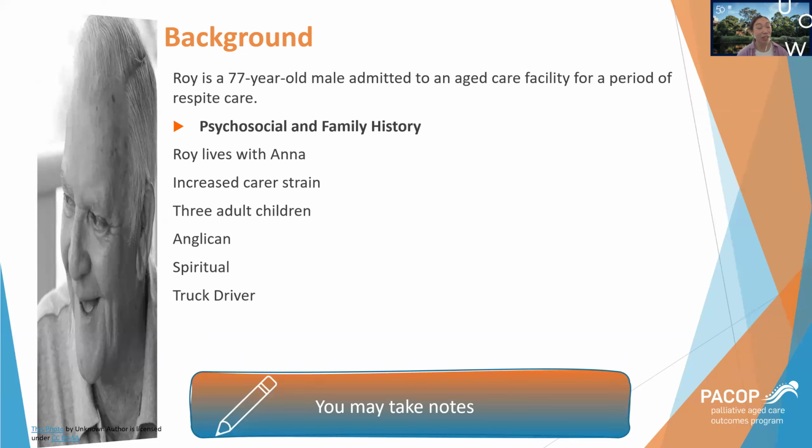He's got 3 children. You're more than welcome to take notes as you go along. He's got 3 children who are very supportive, yet they're actually quite distant. They live interstate. He has formally appointed his wife Anna as his medical treatment decision maker. The couple identify themselves as Anglican, though they're not strictly practicing.